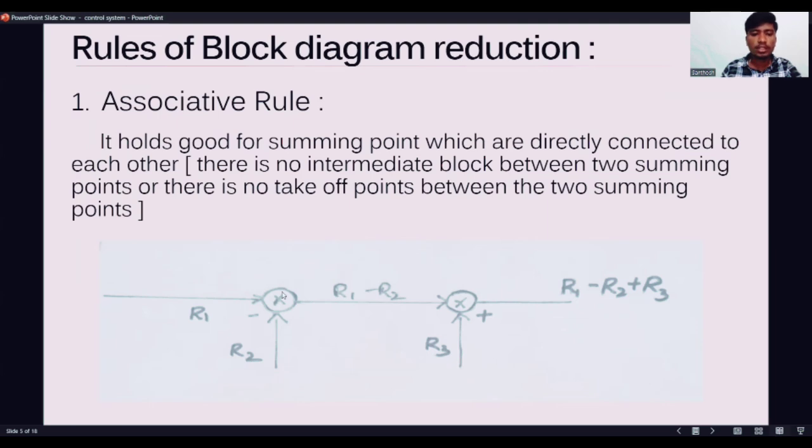There is a summing point, the first input is R1 and the second input is R2, and the signal is negative, so we get R1 minus R2. Similarly, here it is plus, so the output will be R1 minus R2 plus R3.